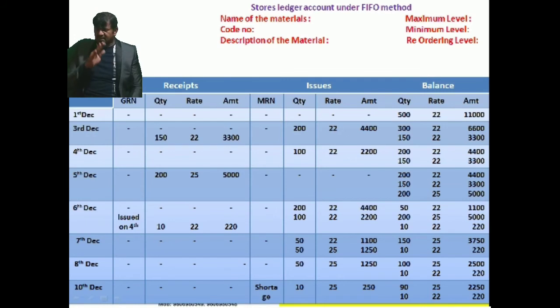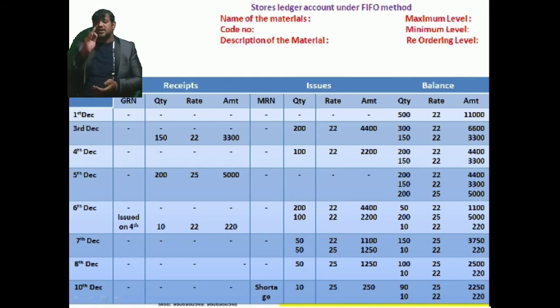So receipt, that means purchase. On 5th December, there is a purchase of 200 units at rupees 25 each, 5000 rupees. So under issue column, MRN nil, quantity nil, rate nil, amount also nil.